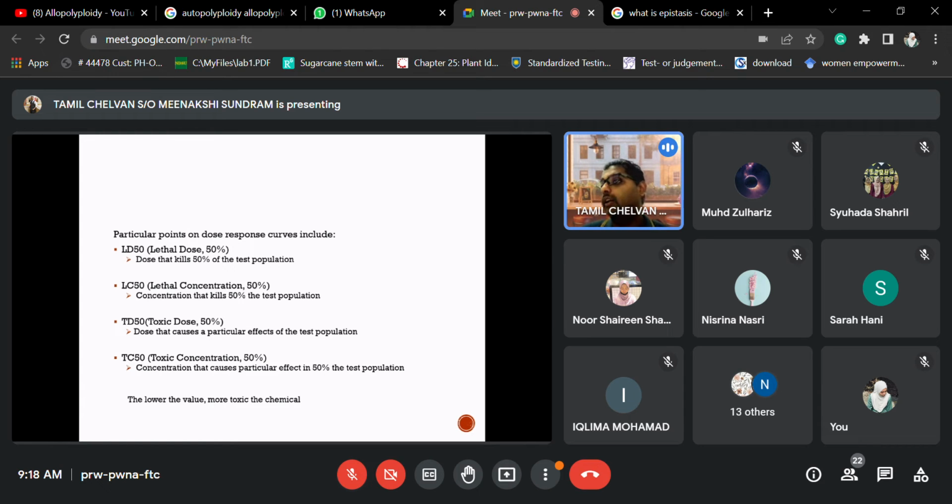Particular points of the dose response curve include LD50, lethal dose 50%, the dose that kills 50% of the test population. So if you give this dose, it might kill 50% of the test population. Like if you want to kill bacteria, and you have a hundred bacteria, if you can kill 50 of them, it is called the lethal dose, LD50.